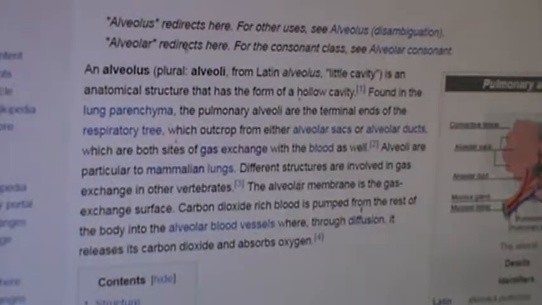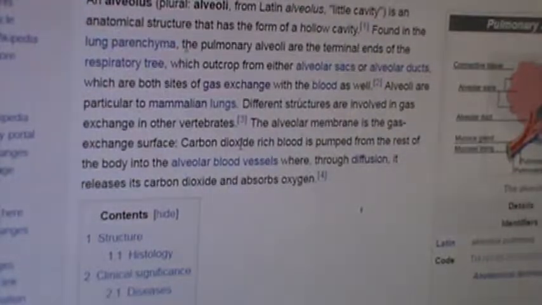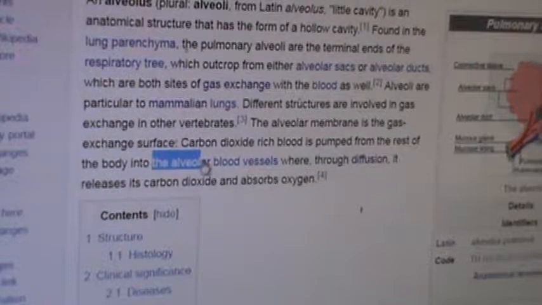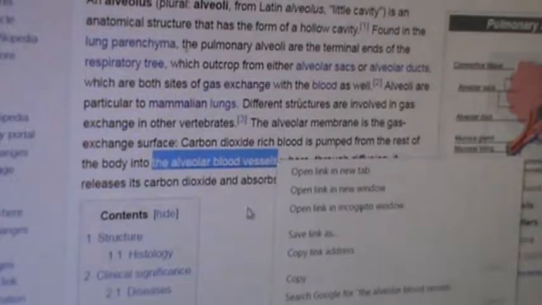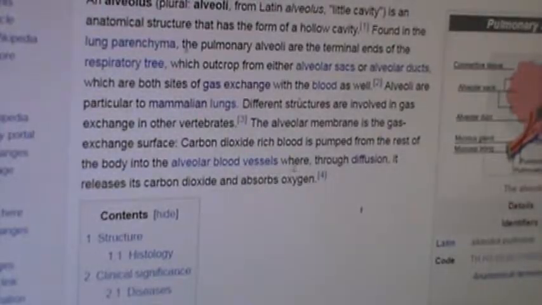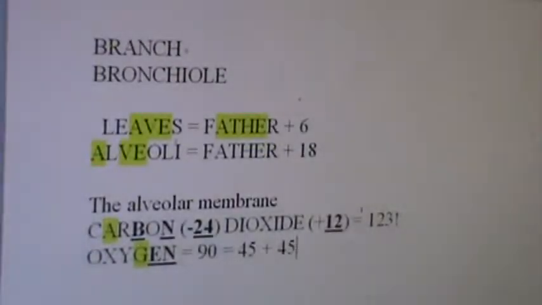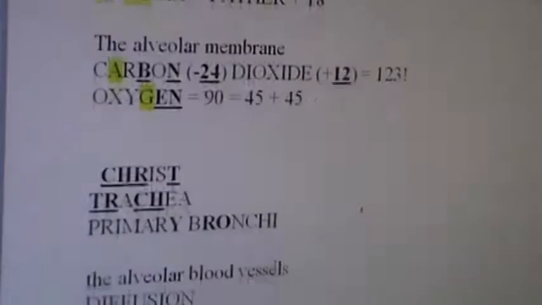And so gas exchange we solved. We solved gas exchange for Father, the alveolar membrane for Father. Carbon dioxide we solved. And we solved the alveolar blood, pumped from the rest of the body into the alveolar blood vessels. And what's the last word here? Oh, you're right, vessel is +1. Through diffusion, it releases carbon dioxide and absorbs oxygen. And then of course the obvious, we've put carbon dioxide and oxygen together multiple times, and it's a happy 3-fest, 213.